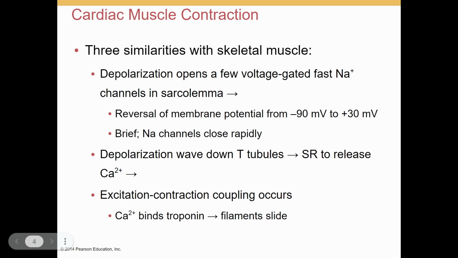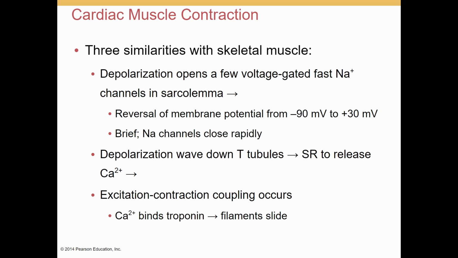There are also similarities with skeletal muscle. For example, depolarization still opens voltage-gated sodium channels in the sarcolemma. It's still going to lead to a membrane potential shift from very negative to something more positive, usually about a negative 90 to a positive 30 shift. And then, after the initial brief depolarization, the sodium channels close very quickly.